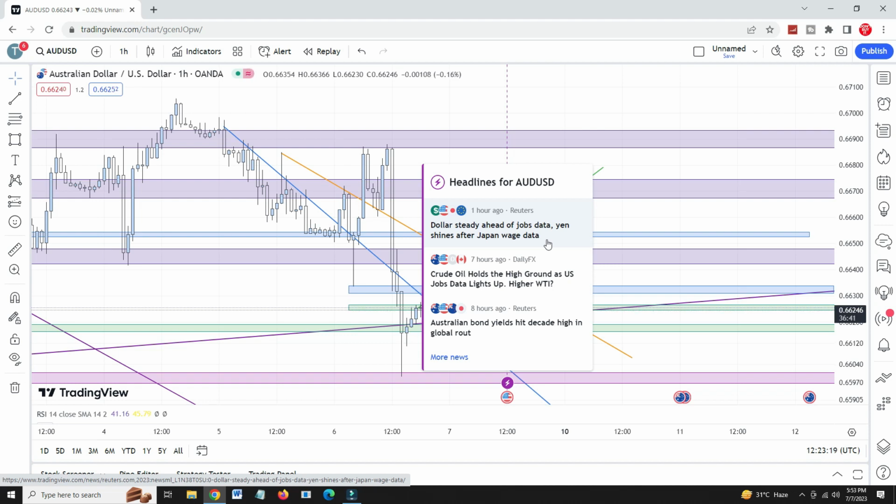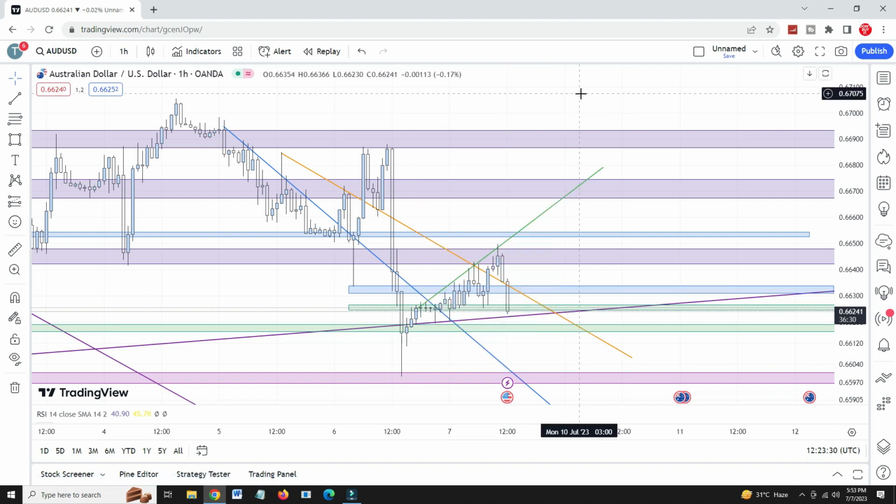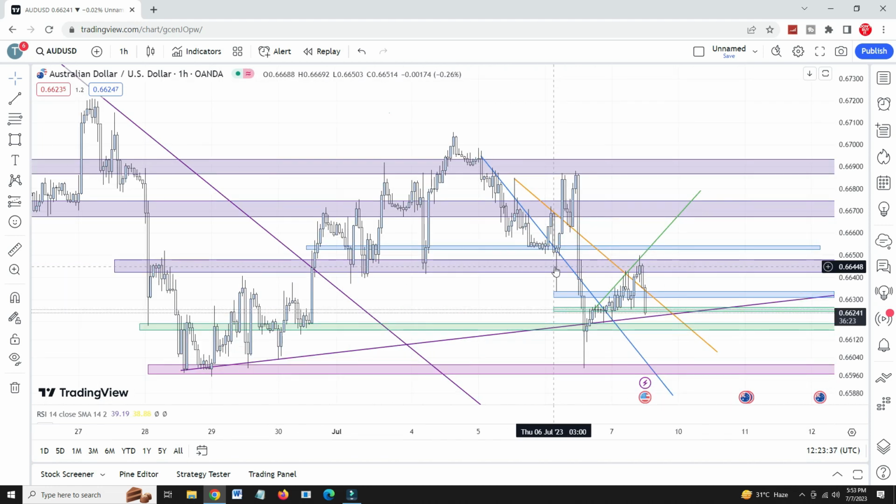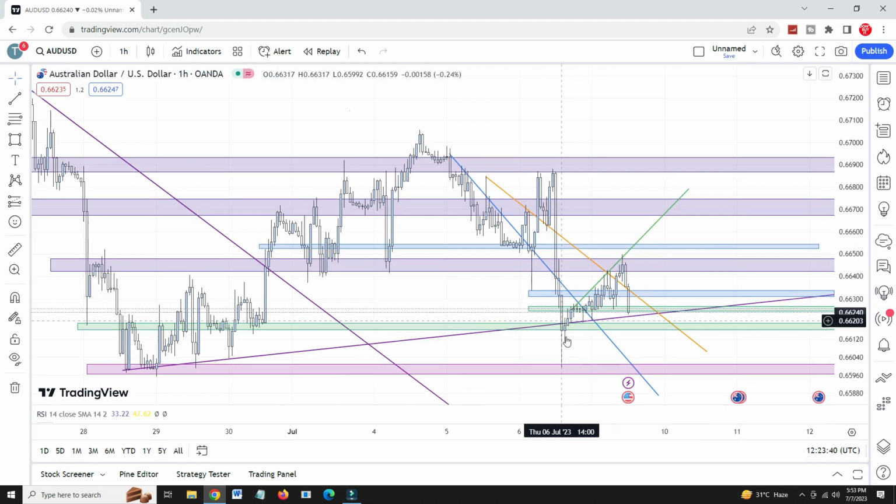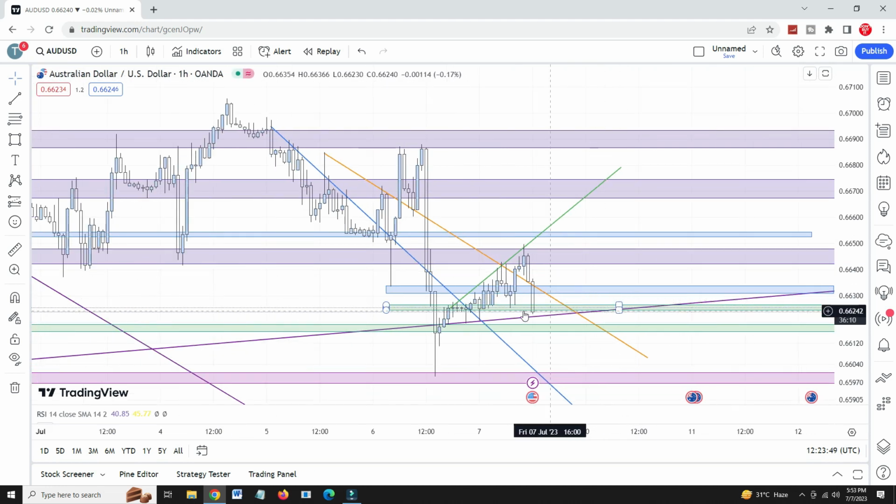Okay, so crude oil holds high ground as US jobs data lights up. The dollar is a little strong right now, which means we could see some upward movement, but that really hasn't happened. Instead, the price... if the US dollar is strong, I'm sorry, I was looking at the opposite. It's AUD/USD. So obviously if the dollar gains strength, it's going to go down, which this movement has already done because of the job data news. This is the downward trend now.